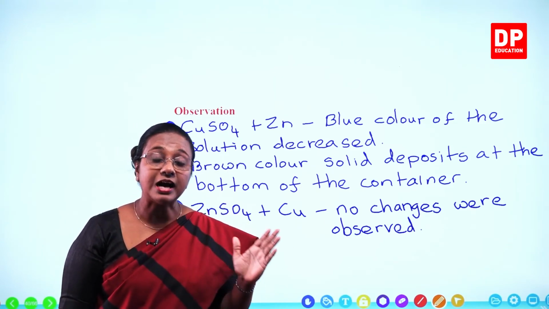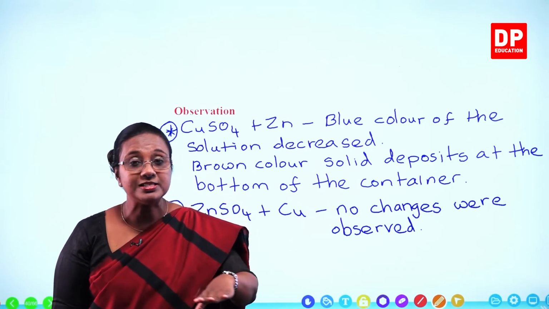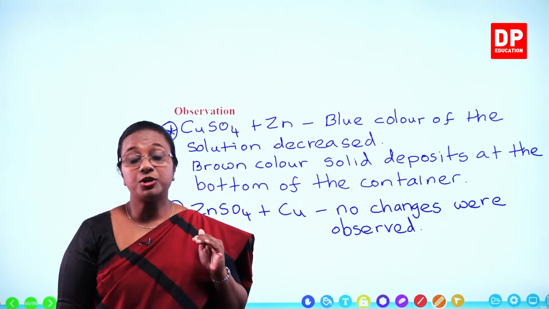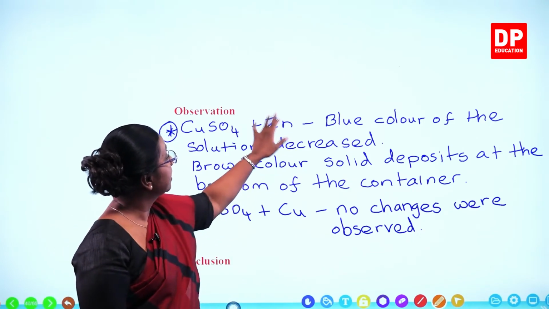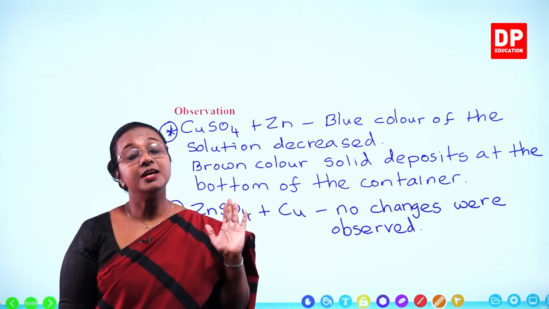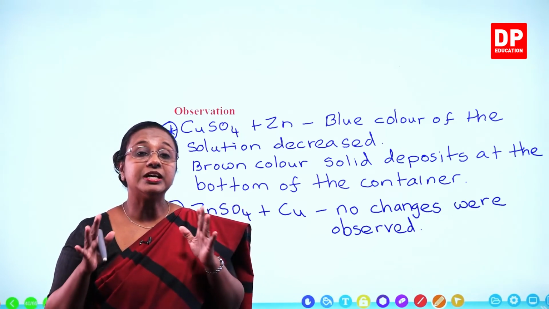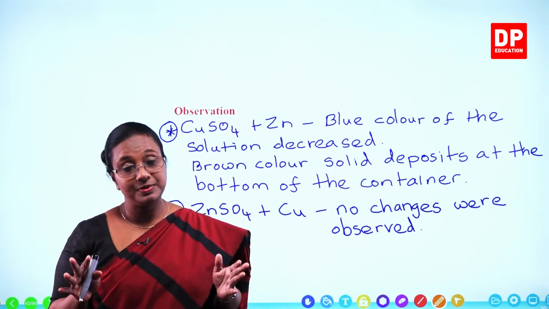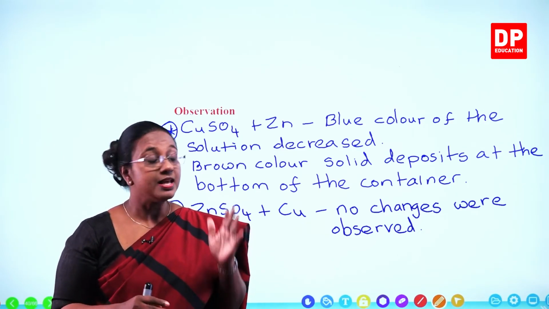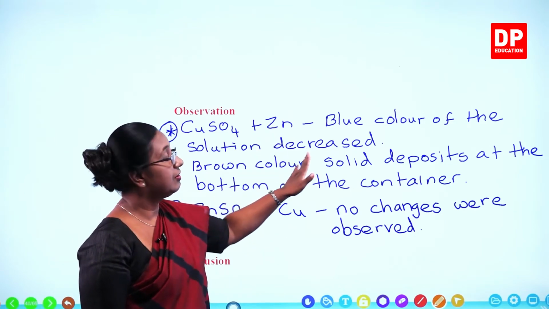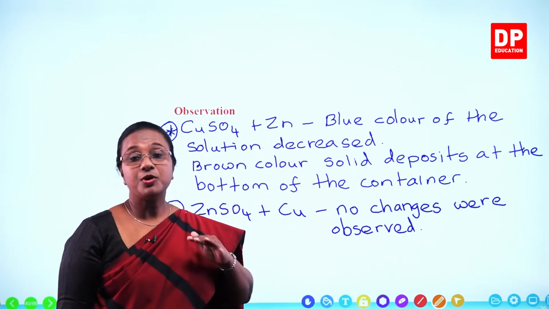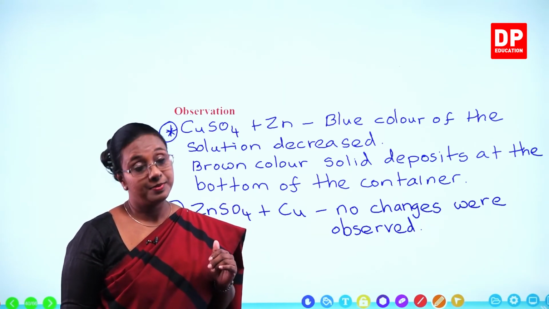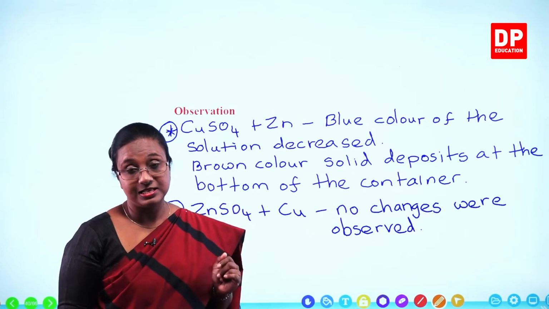That is, there will be a colorless solution and you will see a large amount of brown colored solid deposited at the bottom of the container, as well as the zinc metal completely dissolved. So, if we use the correct amounts of copper sulfate and zinc, you can observe the completion of the reaction. That means zinc completely reacts with copper sulfate, copper deposits at the bottom, and zinc sulfate solution will be produced. That is a colorless solution.